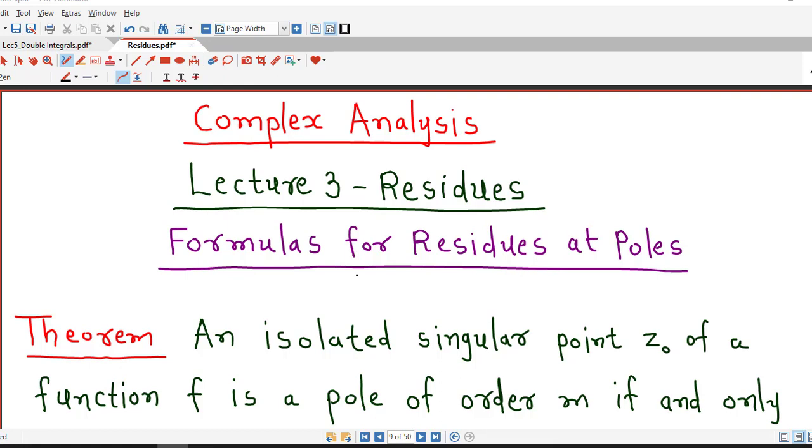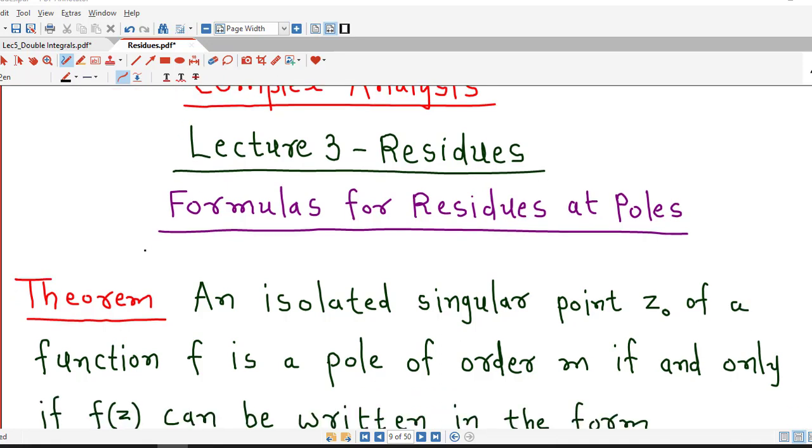In the earlier lecture we have seen how to find residues using the Laurent series expansion of a given function at a given point. In this lecture we will discuss one more formula for calculating residue at poles without using Laurent series. So first we discuss this result for that formula, and then we will see how to apply these formulas to calculate residues of a function at poles.